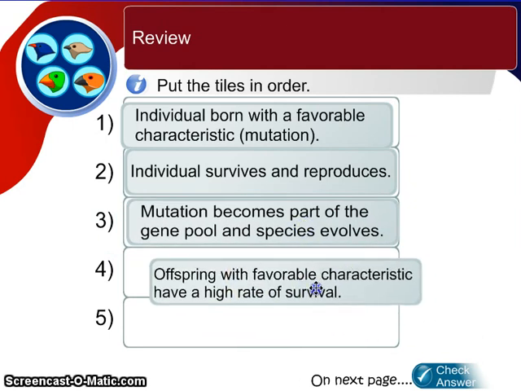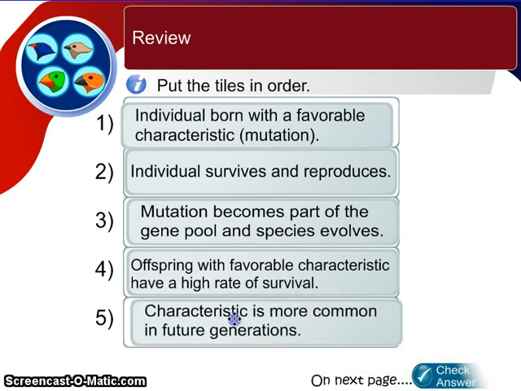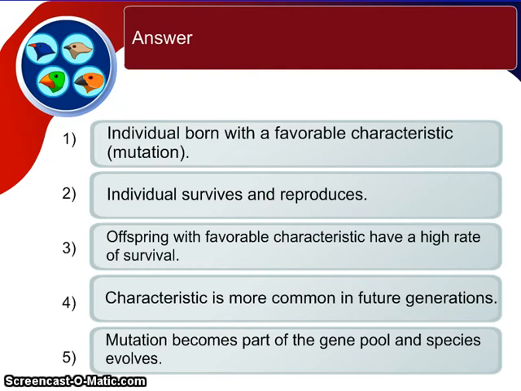So the offspring with this favorable characteristic will continue to survive until eventually this characteristic is the most common characteristic among future generations. Of course, this process takes a lot of time. This is not something that happens overnight. It happens over hundreds of thousands of years.